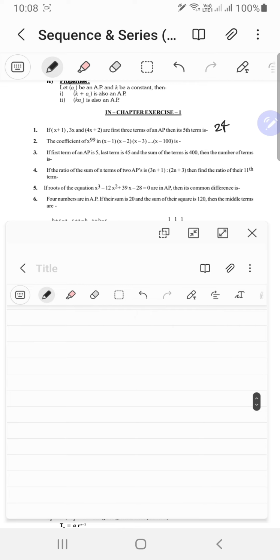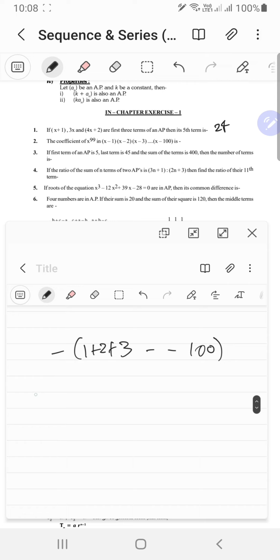So the 99 term, which is the second term for this expansion, has the coefficient negative 1 plus 2 plus 3 all the way till 100. Cool. And what is this value going to be? Well, I'm going to tell you it's 5050. But how did we get to that value?